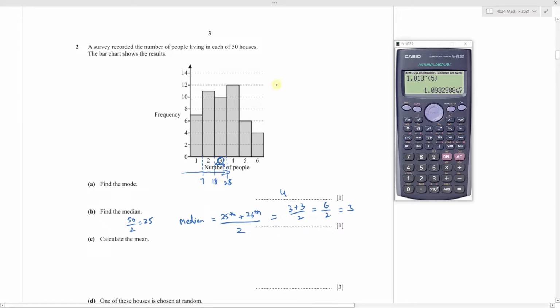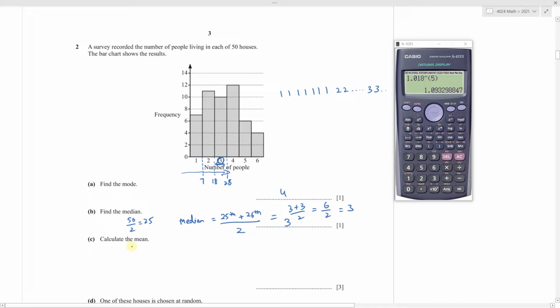This is similar to writing down these values. How many ones? 7: 1, 2, 3, 4, 5, 6, 7. How many twos? 11 twos. And then how many threes? 10 threes. If you look at this sequence and find the 25th and 26th value, both of them will be 3. So 3 plus 3 is 6, 6 divided by 2 is 3. So your median here is 3.